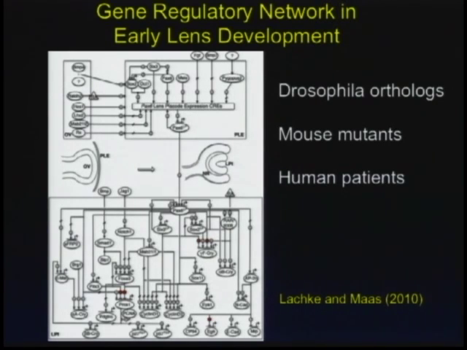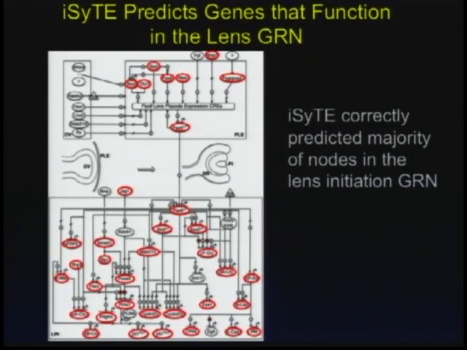Had we got access to iSyTE, we would have been able to identify a vast majority of these nodes a priori. And again, we would have to do our mouse genetics and other benchwork experiments to establish the edges between these nodes. But having known the majority of the nodes would have been a great advantage.